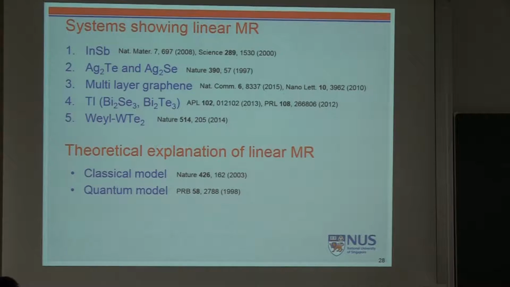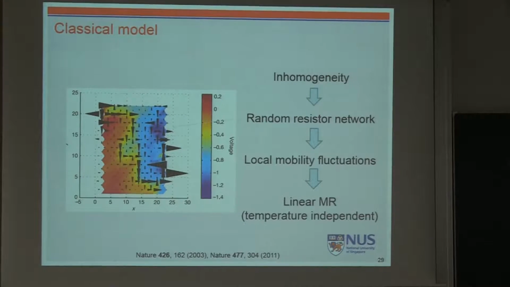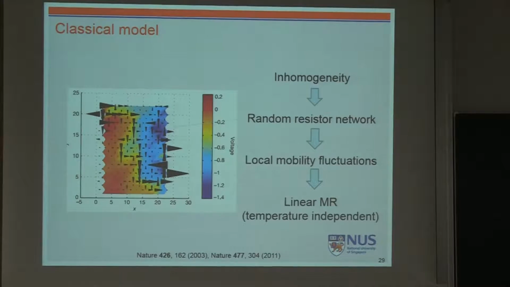Still, it's not very clear. People argue there is a classical model and a quantum model to explain those, so I'm going to shortly go over them. The classical model starts from inhomogeneity. Basically, you have P and N types of puddles, electron and hole puddles, which form random resistor networks. And because of the local mobility fluctuation, people explain it can lead to a linear MR response. You can refer to these papers.